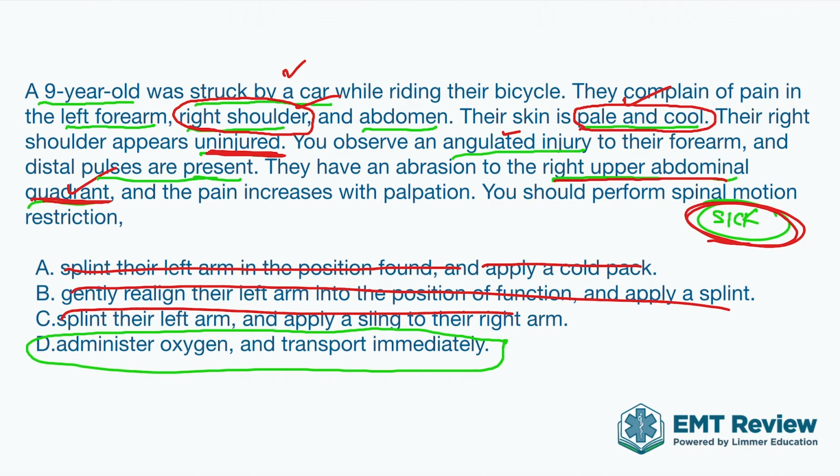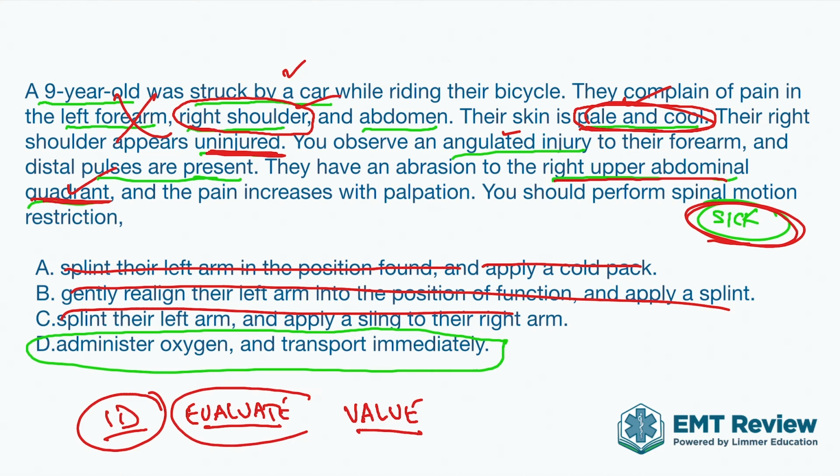There's 3 things that we need to do in a National Registry question. We need to identify all the things that are important, and we underline those. We need to evaluate what they mean. We evaluate all those things, and then we place value on what's more important, right? The left forearm, that's important, but it's not that important when we're treating for shock. So we identify all the issues, we evaluate what we think they mean, then we put value on the most important things. Again, this is just like we do on the street.